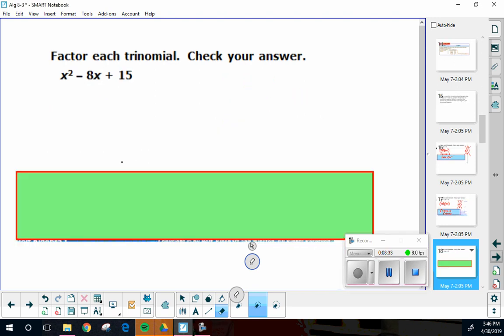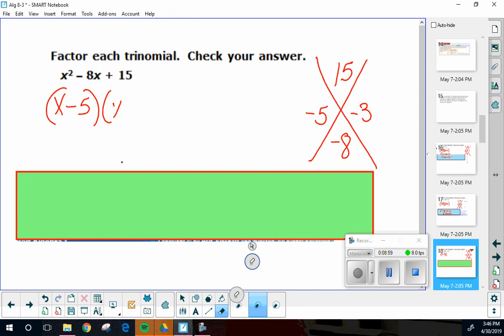Okay, on this next one, we do have a negative, but it really won't affect the way we do it. That's 15. Right here is a negative 8. So I need two numbers. When I multiply them together, I get 15. And when I add them together, I get negative 8. So this would be negative 5 and negative 3. So my two binomials would be x minus 5, x minus 3. And when you check with FOIL, x squared minus 3x minus 5x plus 15, x squared minus 8x plus 15, check.